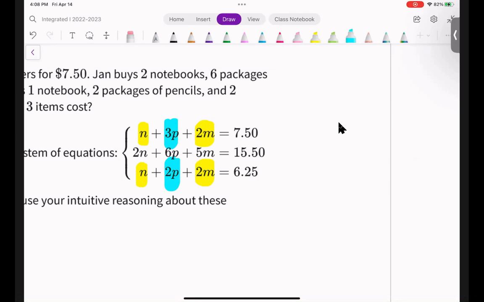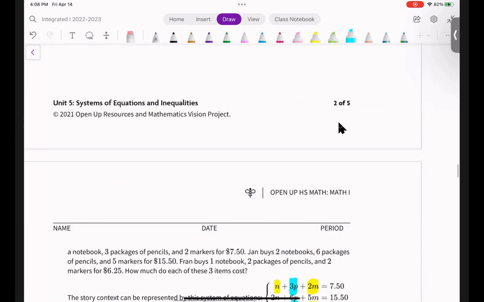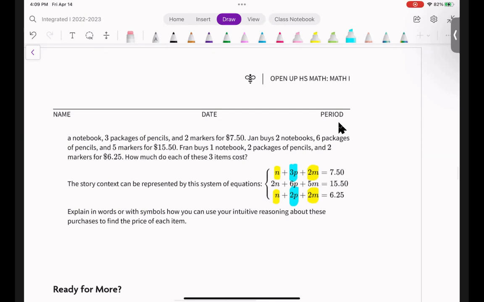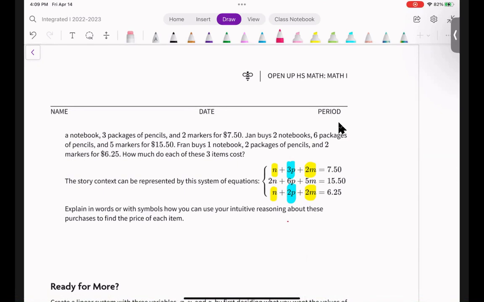So the difference in between their two purchases, whoever that was, let's see, was that Stan? Between Stan and Jan. No, just kidding. Between Stan and Fran. Ha, that's funny. Between Stan and Fran is the one package of pencils. That's all that's different. So that tells me one package of pencils is equal to however much this difference is between here and here. So that's $1.25. So one package of pencils costs $1.25.